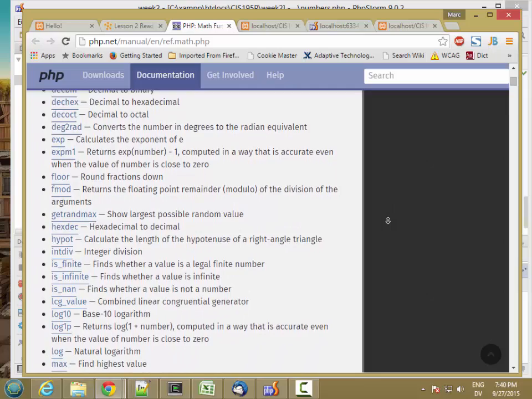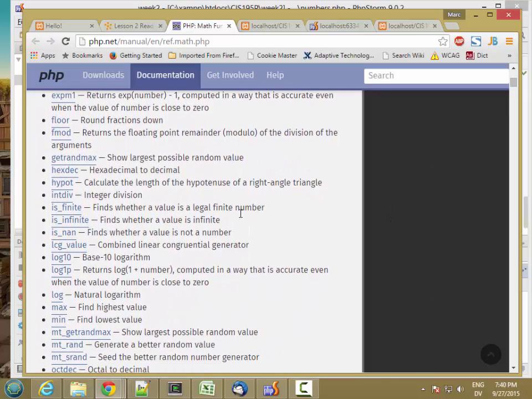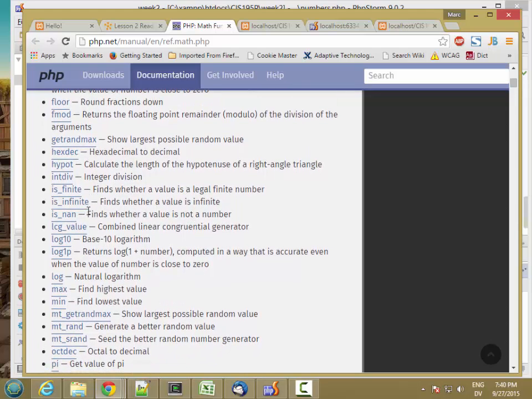You can also get random numbers. We'll see that in a second. Convert a hexadecimal string to a decimal number. Calculate the hypotenuse of a right-angled triangle. Integer division, if you want to divide 5 by 2 and get 2 coming back, use intdiv for that. You can check whether a number is finite, infinite, or not a number. This is basically a pseudo-random number generator. You can take logarithms. You can take the max and the min of a set of values.